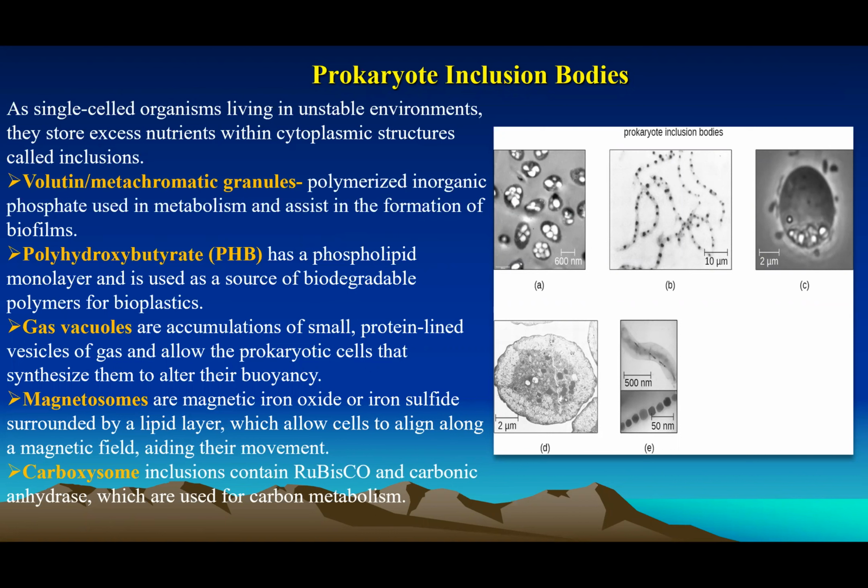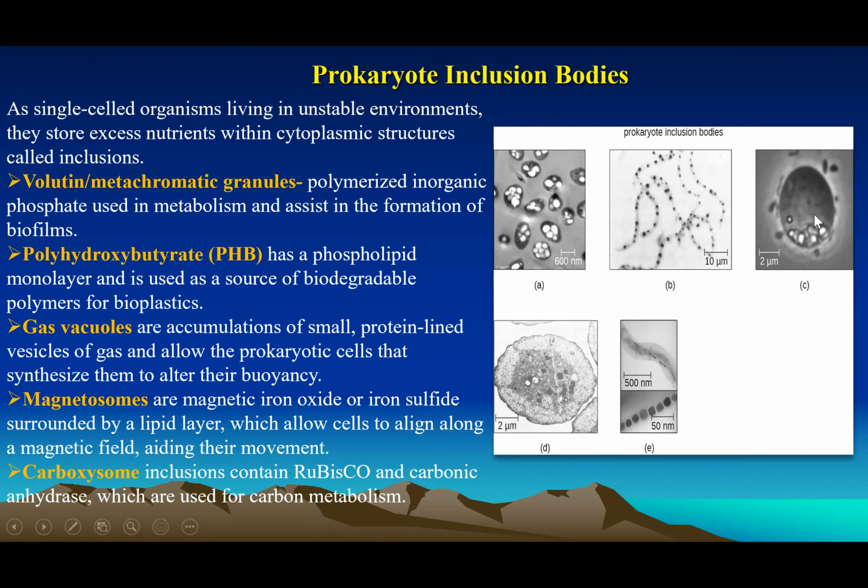There are also various inclusion bodies, because these single-celled living organisms live in a very unstable environment. They will store up nutrients when they're available. There is something called volutin or metachromatic granules, which is a polymer of phosphates. Polyhydroxybutyrate is a phospholipid monolayer, which is a source of biodegradable polymers for bioplastics.